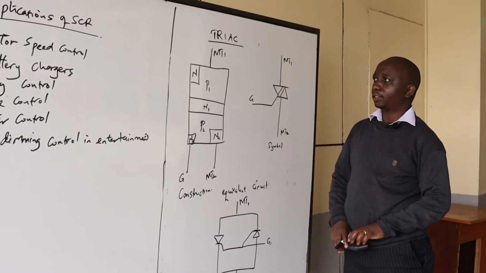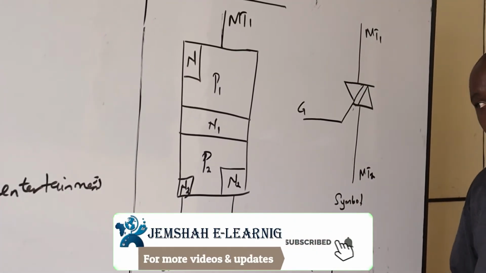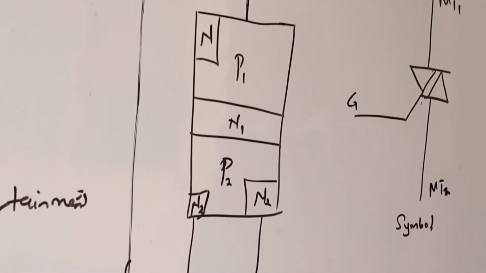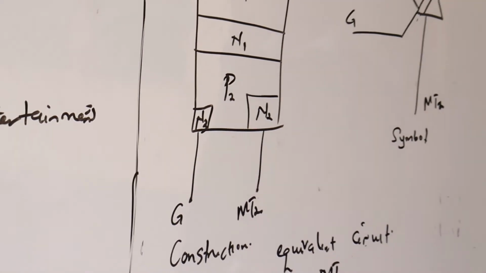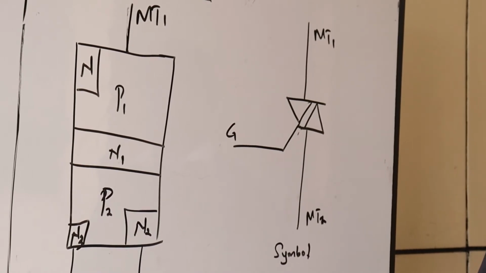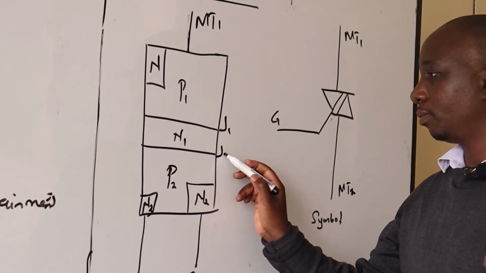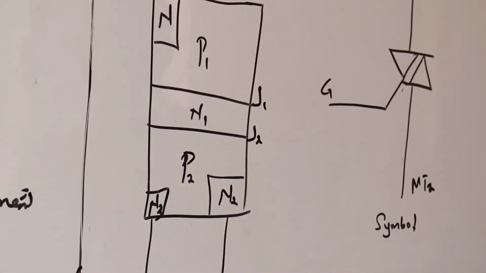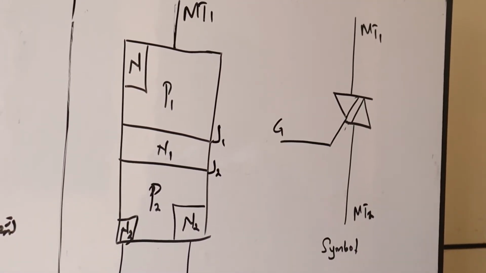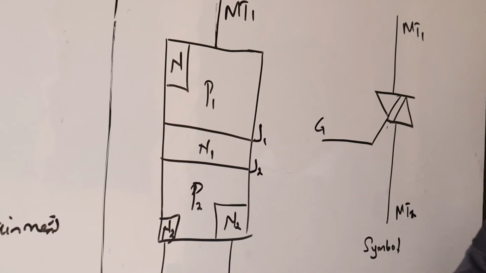We're going to realize that the track has got two terminals, MT1 and MT2 across the ends, but it has also got another gate, which is the third terminal. Another thing we're going to realize is that the construction is such that we have got two junctions, J1 and J2. Maybe I can put J1 and J2 here so that we can see two junctions, but we still have the NPN and PNP transistor connected back to back, and also the third terminal which is from the gate.